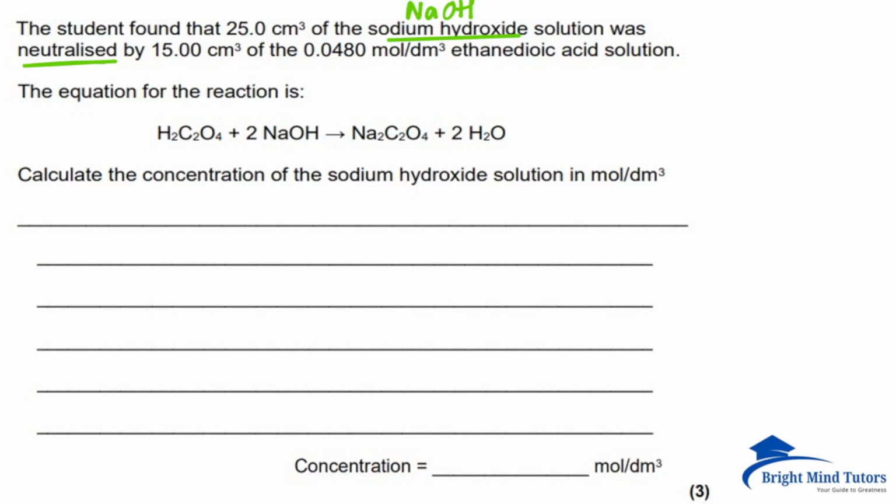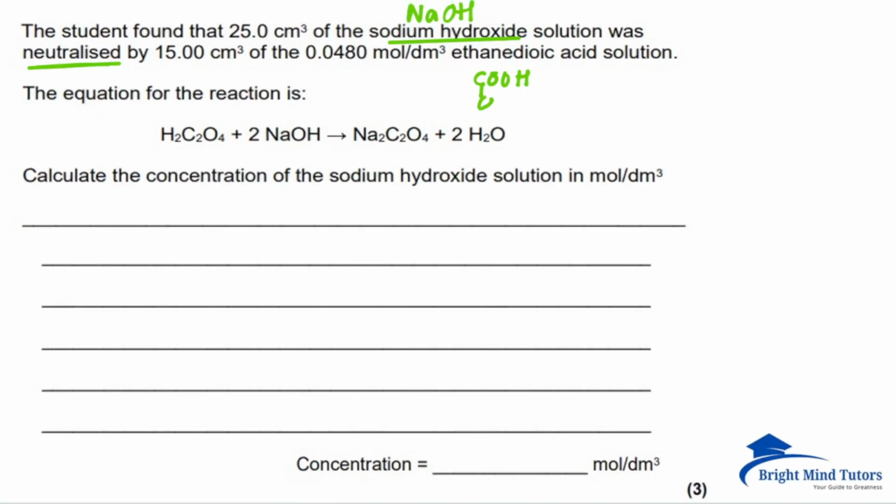So what is ethane dioic acid? It has the formula COOH, and here also it is COOH, so in total it becomes H2C2O4. This is the ethane dioic acid. What we are reacting is a base and an acid: NaOH is your base and ethane dioic acid is your acid. This reaction between the acid and the base, acid plus base, gives us the formation of the salt and the water. This is called the neutralization reaction.